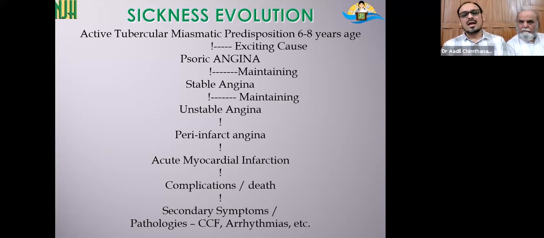But anyway, an exciting factor is a cause which comes and goes, and every time it is new. But then there are certain factors which are maintaining factors. So this child, young adult, or adult is now fixed in a maintaining factor, and now this psoriatic angina will no longer be coming and going. It will be there in a stable form.